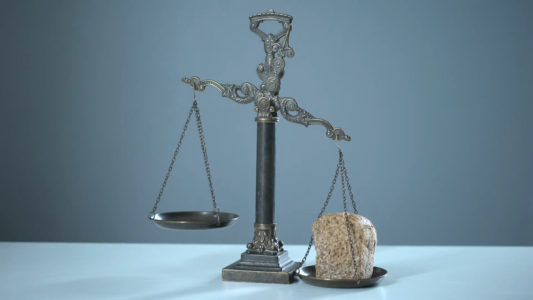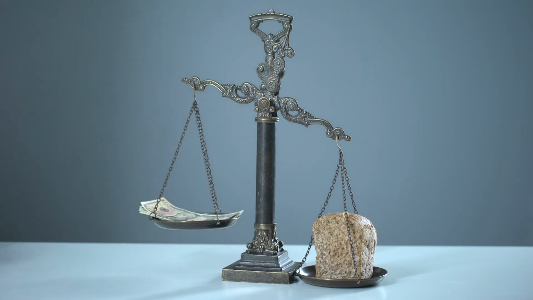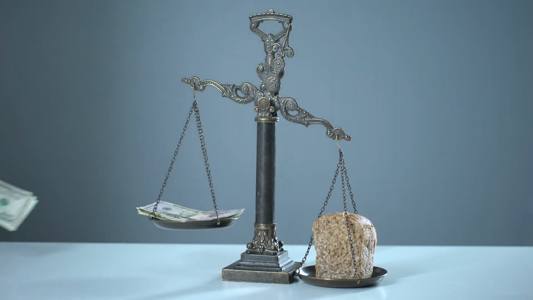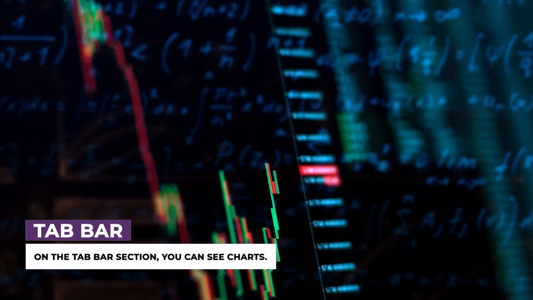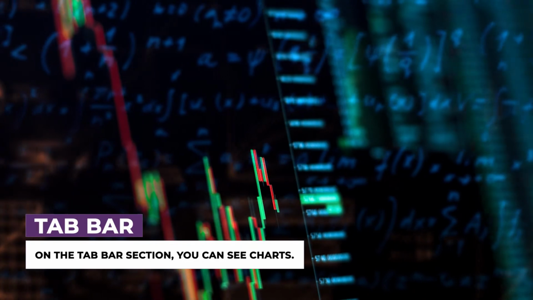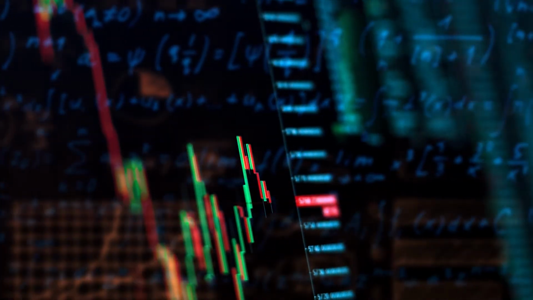You can view these to see how the price fluctuates. You would also want to check the news during that time frame to see what happened during a price drop. This is the reason why it's favorable to look at the charts as well. Tab bar. On the tab bar section, you can see charts. This is where you see how the price fluctuates over different time frames.